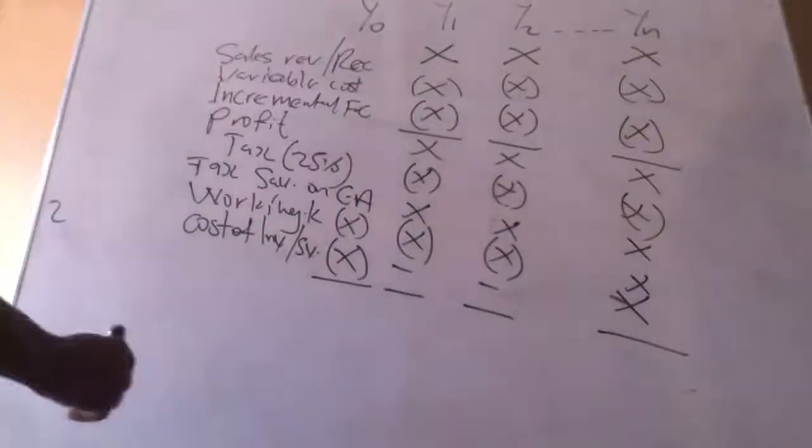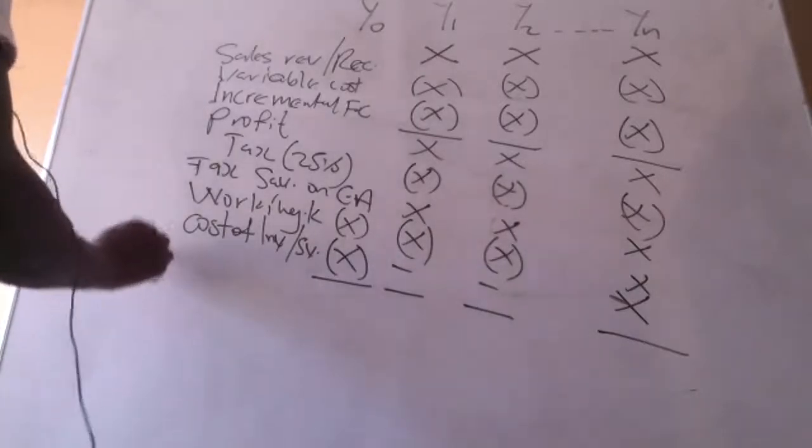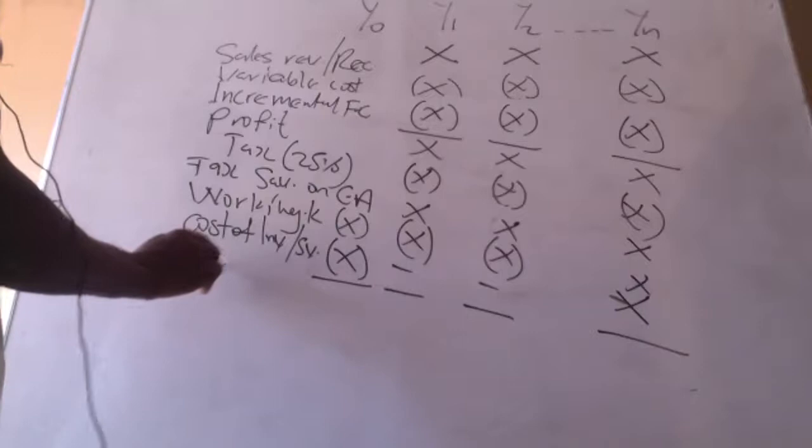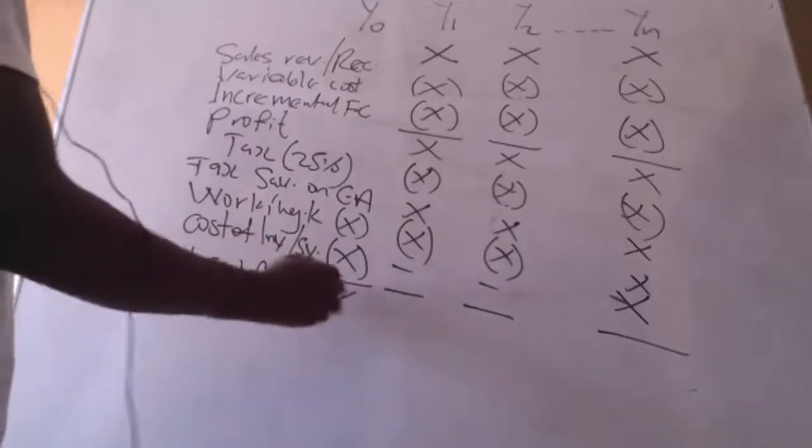Okay. Now let's continue the game. Right after all this, you just sum it all up. Then what do you get? What we call cash flow. We call it net cash flow. Net what? Cash flow. So much will be negative.